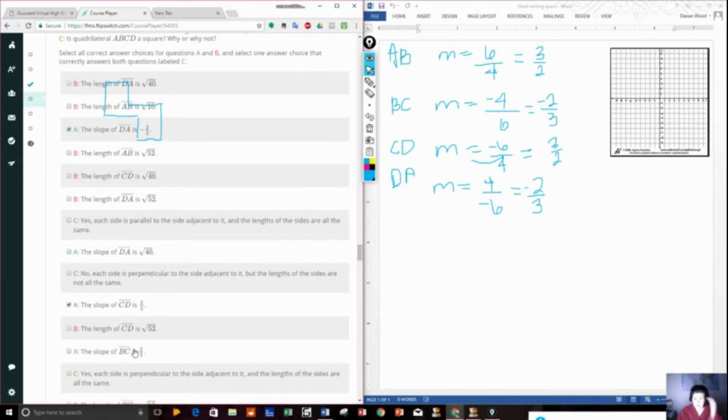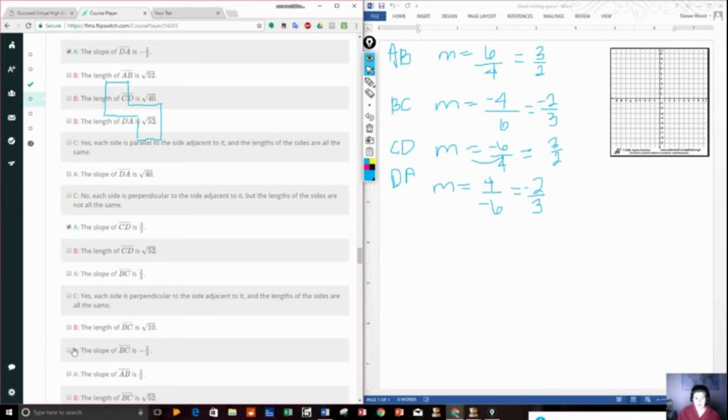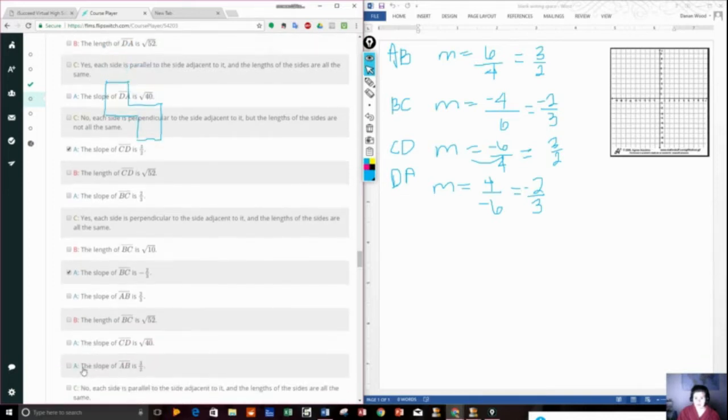We have it as being negative, so let's see if we have that. A, the slope of BC is negative 2/3. A, the slope of AB is 2/3. No. A, the slope of CD is square root of 40. No. A, the slope of AB is 3/2. Yep.